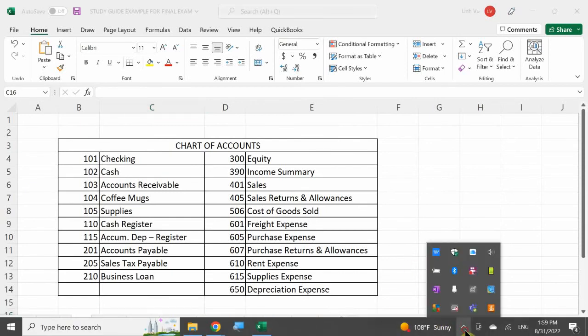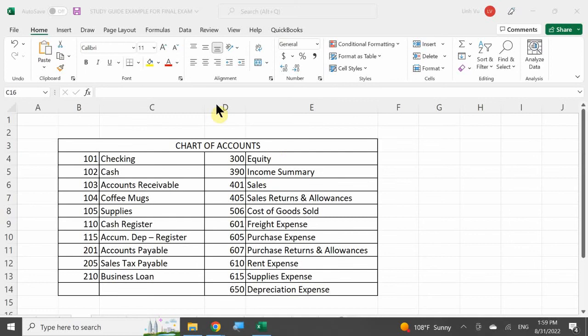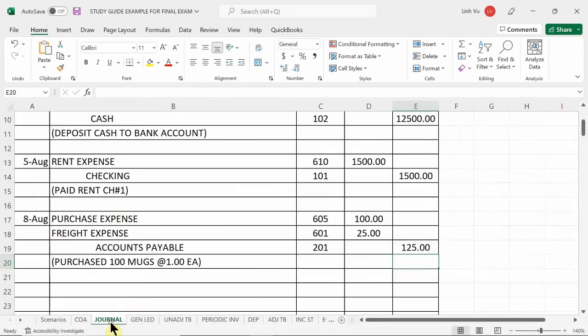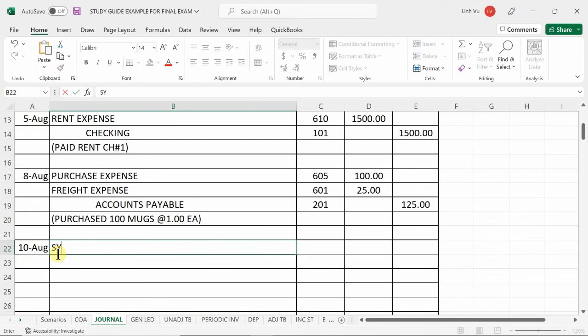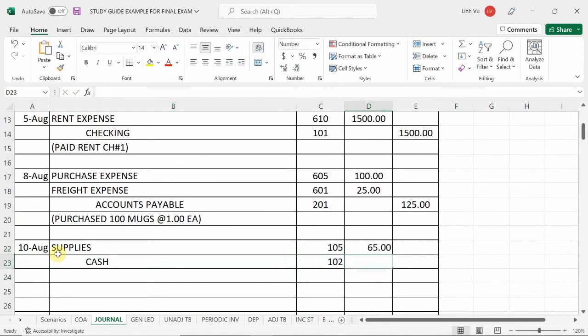So there's an asset. We bought the asset, surprise. Okay, so good, 105. And then we used the cash to pay for it. Excellent. So in this case, we bought $65 worth of supplies. So I can go ahead and put in the date. It is August 10. We purchased supplies, and we spent cash for $65.